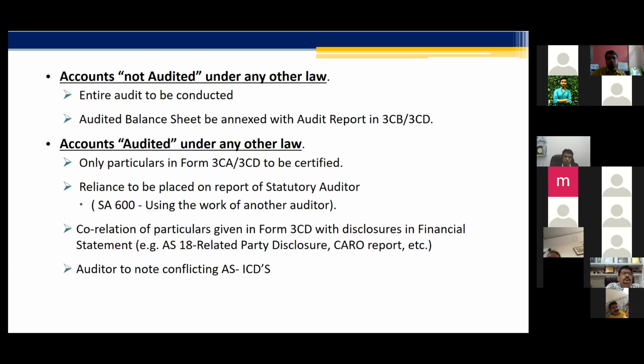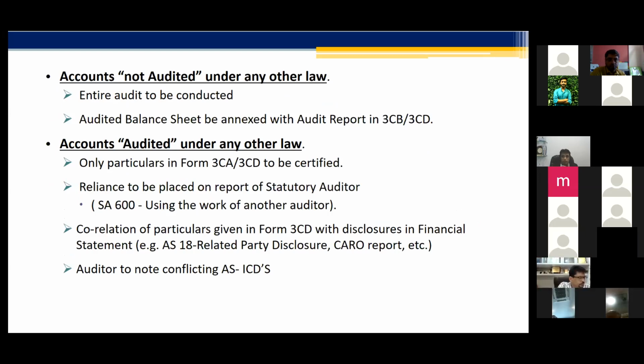Accounts not audited under any law, I have already covered in the initial slide: if the accounts are not audited under any other law, then basically the whole balance sheet will have to be audited by the tax auditor himself, and you will issue the report accordingly in 3CB. But if the accounts are audited under any other law, like if it's a private limited company or a trust which requires an audit under their specific laws, then the report would be issued under 3CA, and you can place reliance upon those reports issued by the statutory auditors.